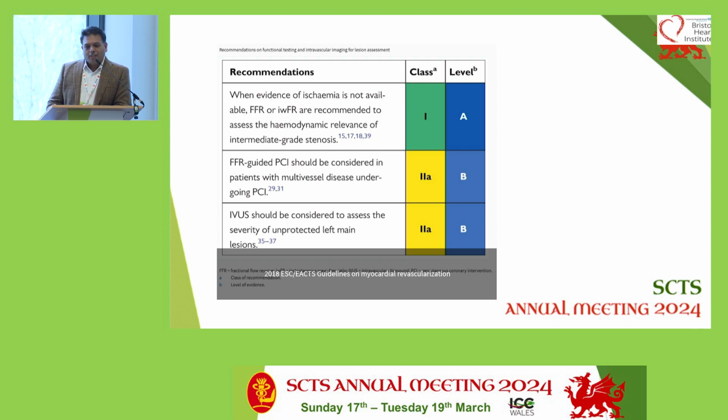Now, this has formed the basis of the evidence for the ESC guidelines from 2018. The current recommendation suggests that if coronary angiography shows a significant stenosis, meaning a lesion of more than 90%, then we can assume it is hemodynamically significant. On the contrary, for lesions between 50 and 90%, the suggestion is that we should undertake pressure wire assessment if no other form of ischemia has been demonstrated in these patients.